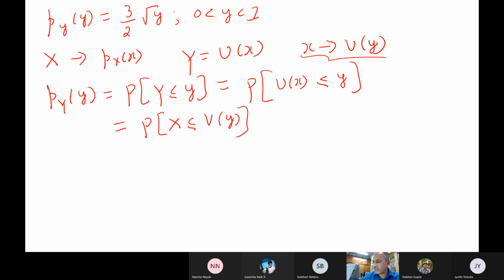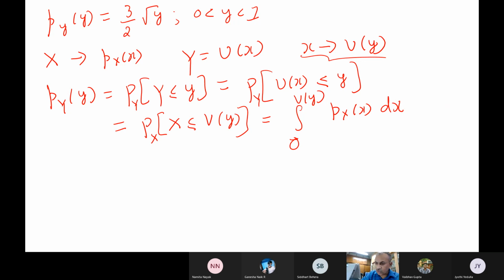So instead of writing the density function for y, we write it in terms of x itself. Because x and y are correlated and interlinked, it is the same as writing this expression: x less than or equal to v of y becomes the integral from minus infinity to v of y of p_x of x dx. This is how we calculate this.